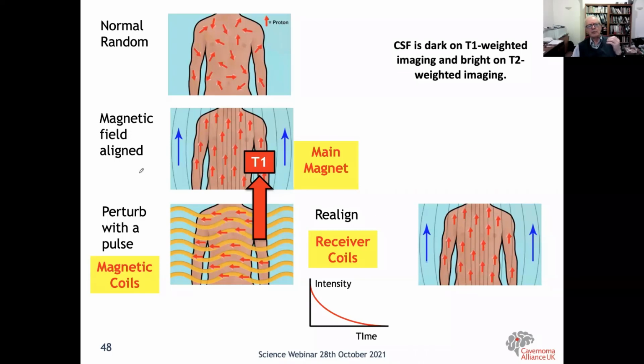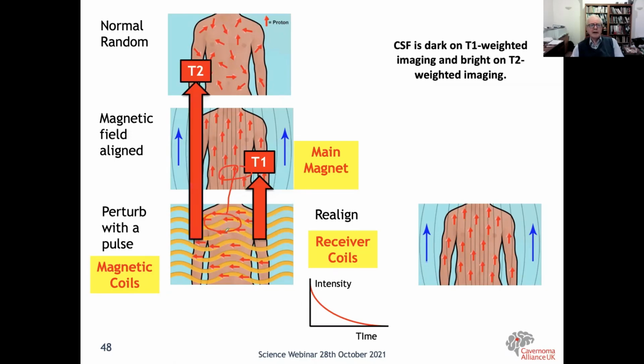If you have pulses that are fairly quickly together, these protons can relax, they can realign, but they only get as far as realigning to the main magnet. But T2 is if you leave the gap to be longer, then they realign, and especially if you have this field off as you happen, that's the Big Bang, then they realign to be random again. So T1 is a short interval. They don't have time to fully relax to the unaligned. They can only align this far. And T1 and T2 are basically differences in the time interval between switching the perturbation off and making the measurement.